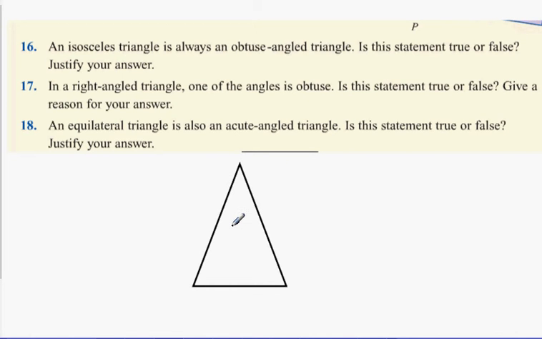Sorry? There's no obtuse angles. Sorry, an isosceles triangle is always an obtuse angle triangle. Okay, is that possible? Alright, it's possible, but it's not guaranteed. I'm going to show you. Here's an example of one, alright? 70, 70, 40. You'd agree that that's an isosceles triangle, right?